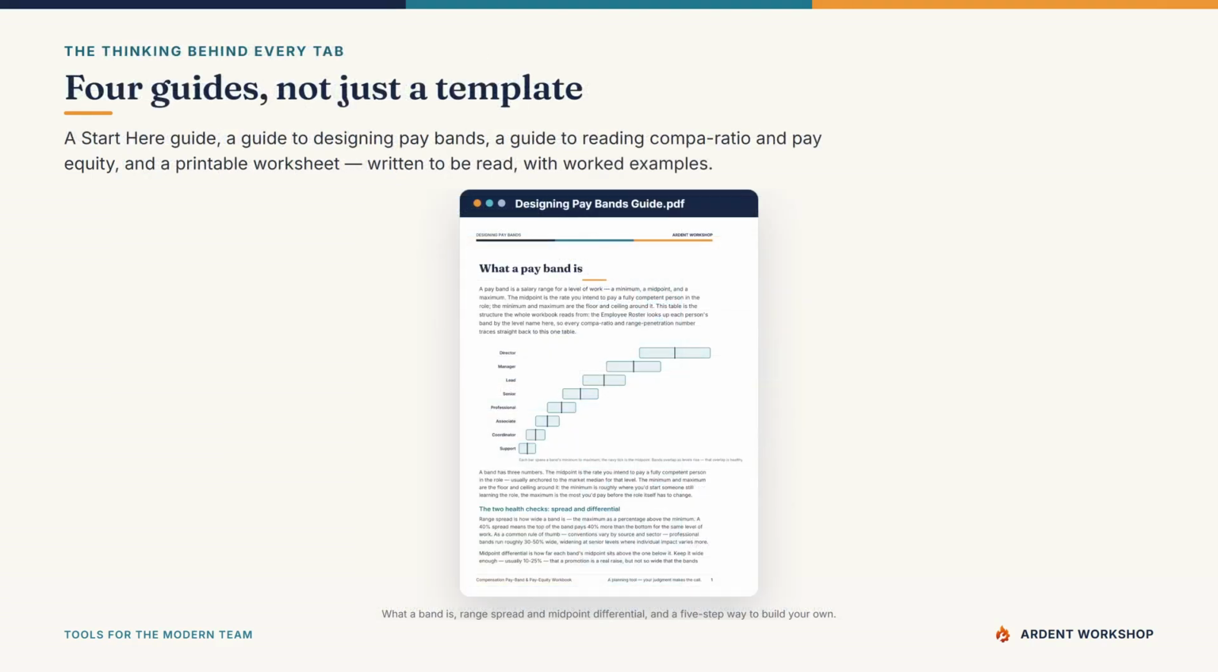It's more than a template. Four plain English guides come with it. A Start Here walkthrough, a guide to designing pay bands, a guide to reading Compa-Ratio and pay equity, and a printable worksheet for the comp review, plus a one-click Google Sheets copy ready to use in your drive.